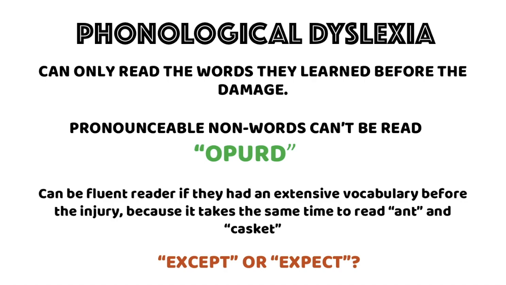Now, another sign of phonological dyslexia is misreading a word. For example, they read "accept" and then they say "expect". So that is another thing that happens with phonological dyslexia, because the visual word form area of the left hemisphere is able to recognize a word as long as it resembles another one.